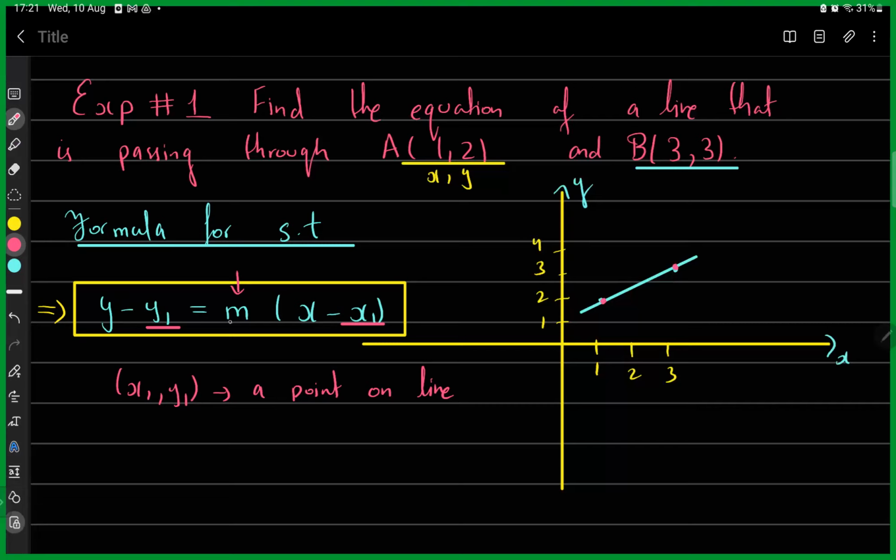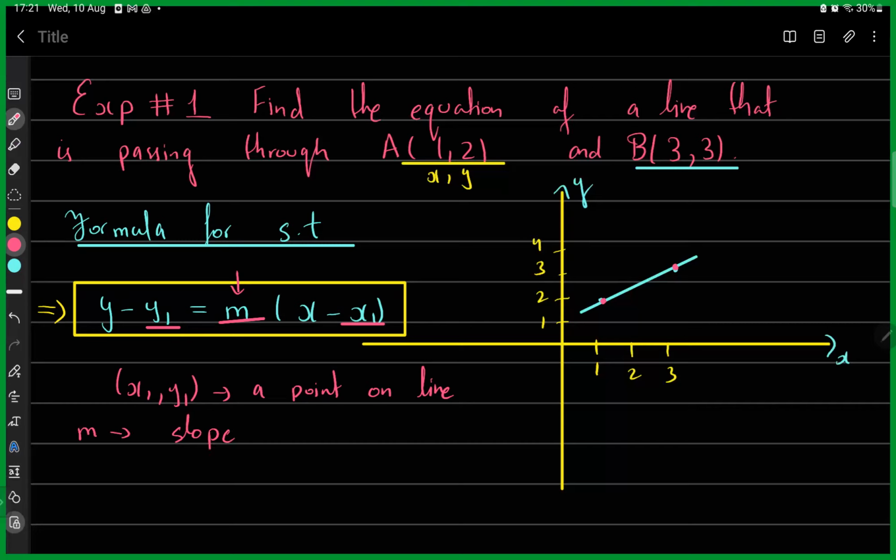But what exactly is this m? Any idea? The slope. Very good. Or the gradient. Excellent. Very good. Well done. Okay. So this m is basically the slope. And how do we find out the slope? Now that is a story.